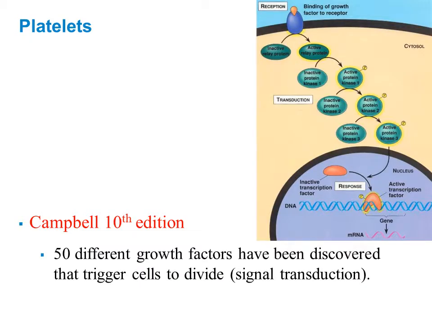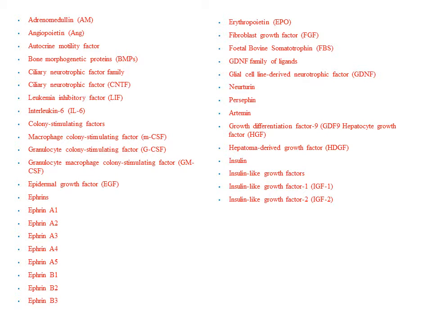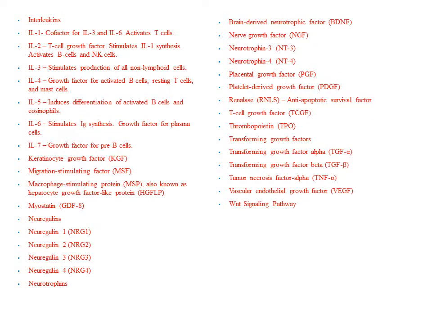Based on the Campbell book, the 10th edition, 50 different growth factors have been discovered that can trigger cells to divide. This is a list of some of those growth factors. This is a few more of those growth factors.